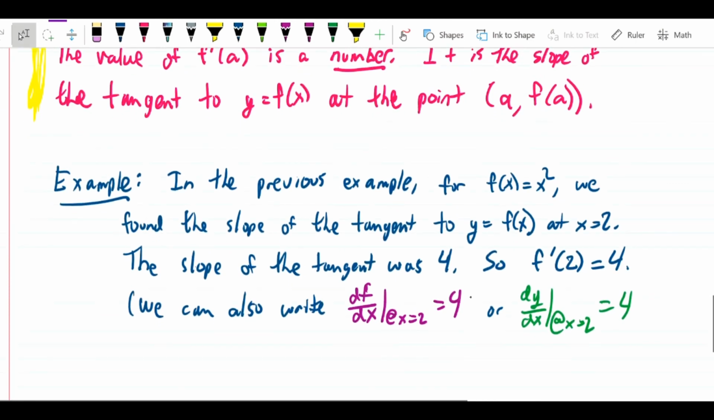So just for example, in the previous example, we used the function f of x equals x squared, and we found the slope of the tangent line to y equals f of x at the value x equals 2. We found specifically that the slope of that tangent line was the number 4. So what we would write is that f prime of 2 equals 4. That is a correct statement. We could also write it in this way or this way. All of those would be correct statements.